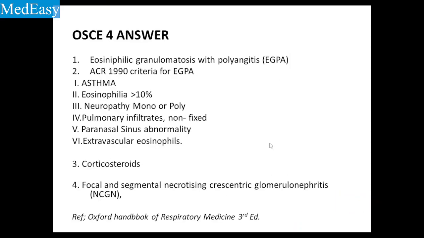This is a case of EGPA, or eosinophilic granulomatosis with polyangiitis. The ACR criteria for EGPA diagnosis, the 6 criteria, are: first is asthma, eosinophilia more than 10%, there may be neuropathy, mono- and polyneuropathy, pulmonary infiltrates, paranasal sinus abnormality, and extravascular eosinophils. We have to add all these 6 criteria.